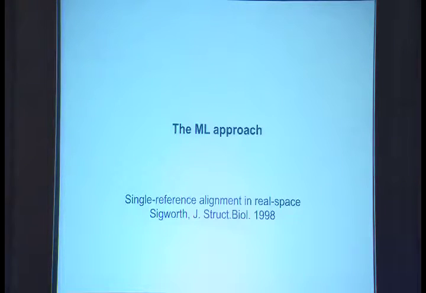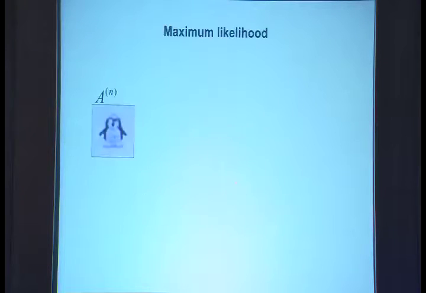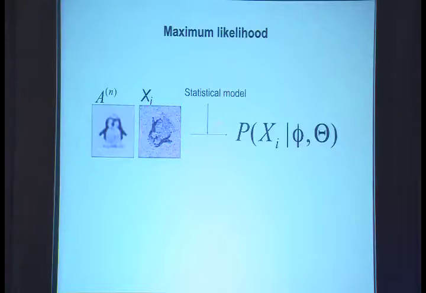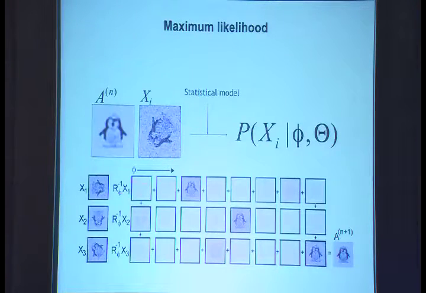In contrast, the maximum likelihood approach, which was first proposed by Fred Sigworth in 1998, was for just alignment, not for classification. So again, you start with a reference image, and then you have an experimental image, but then you add a statistical model, which works like this. For each of these experimental images, you calculate the orientation in all possible rotations. For this example here, where the penguin lies in a sideways view, you can see that it's very transparent. There is no correlation. But this one is closer to what the reference image looks like, so this gets more weighted.